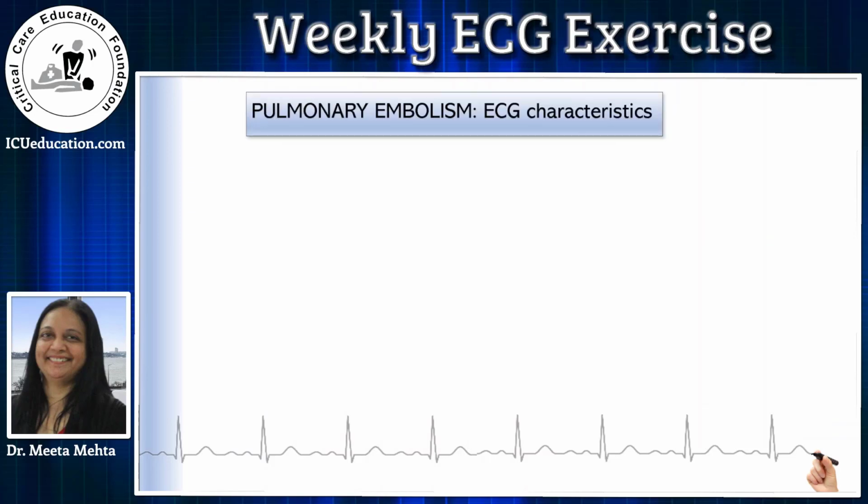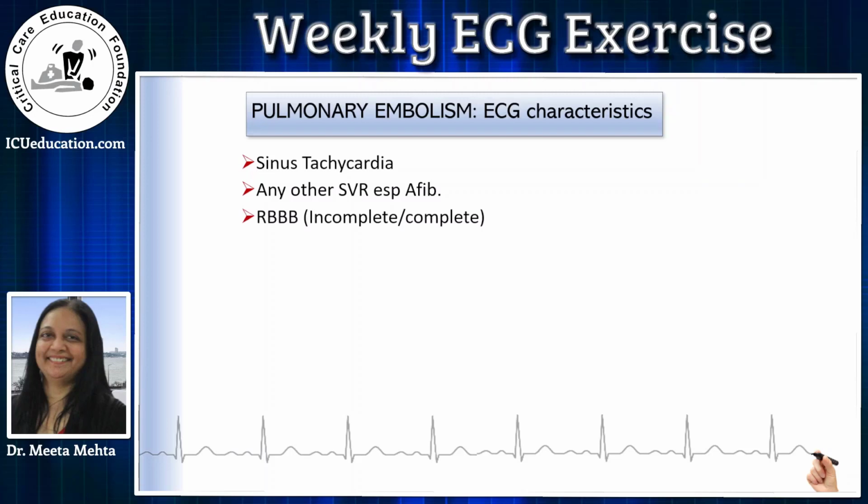So what are the classical ECG characteristics in a suspected case of pulmonary embolism? The most common ECG abnormality is sinus tachycardia. The second important ECG abnormality is atrial fibrillation. But you can have any other supraventricular rhythm or supraventricular tachycardia in patients with pulmonary embolism. Patient may have incomplete or complete RBBB. Depending upon the size of the pulmonary embolism, there may be RV strain pattern.